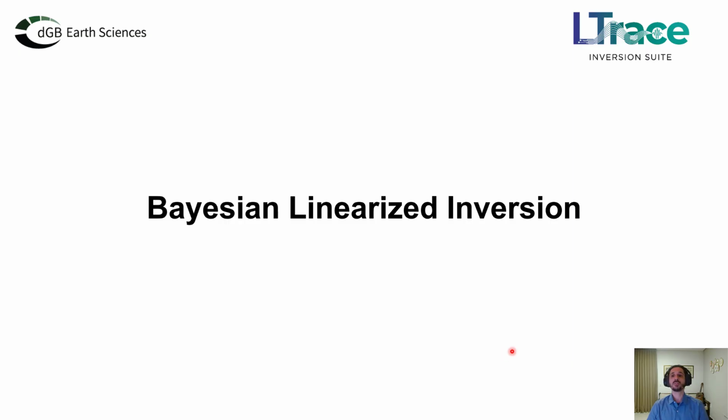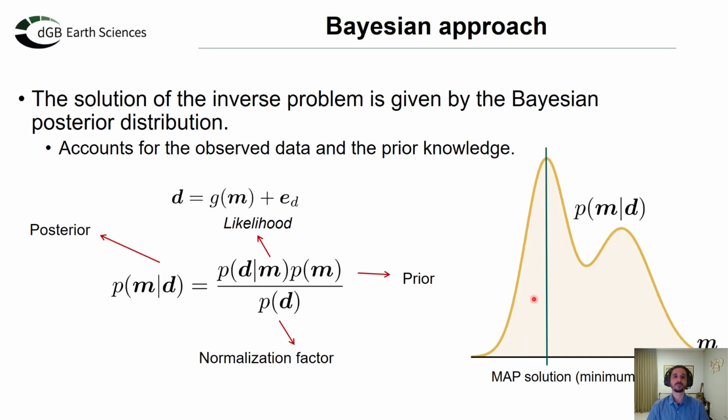And now I want to discuss the Bayesian Linearized Inversion theory, which is the inversion model of our plugin. So the method is based on the Bayesian approach for inverse problem. In this approach, the solution of the inverse problem is given by a Bayesian posterior distribution, which accounts for observed data and prior knowledge.